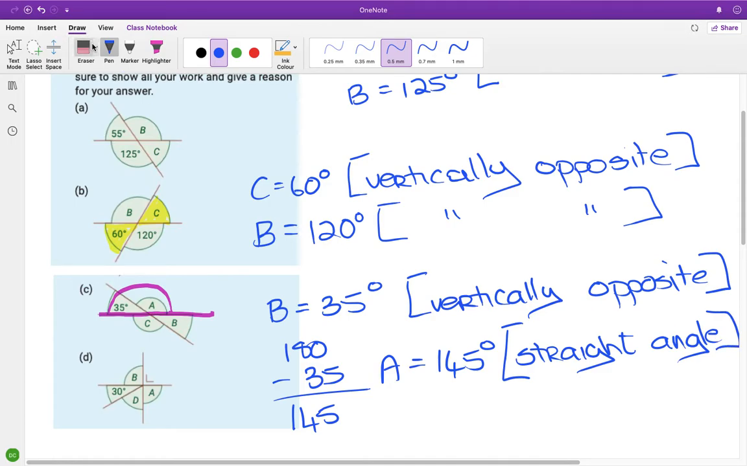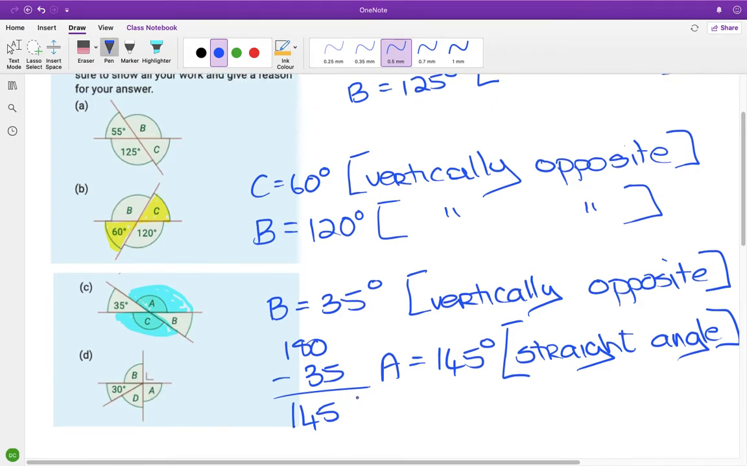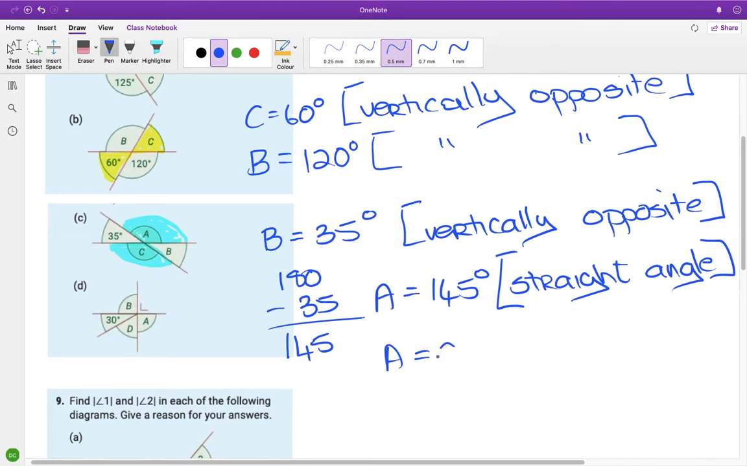Yeah? And then if I remove this again, this angle is opposite this one. So we know that A is equal to C, and we already know that A is 145. So C must be 145. And how did I know that? My reason is that they were vertically opposite.